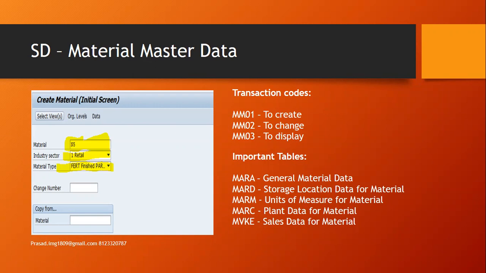So MARA is general data, and MARD is storage location data for the material, meaning which storage location that particular material has been maintained in. Units of measure for the material, MARM. MARC is plant data for that particular material, and MVKE is the sales data for the material.